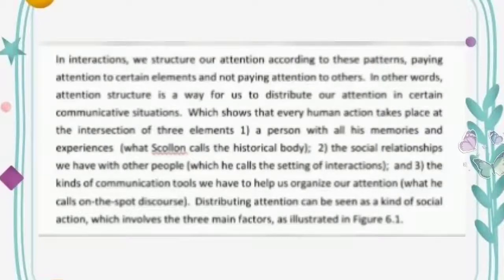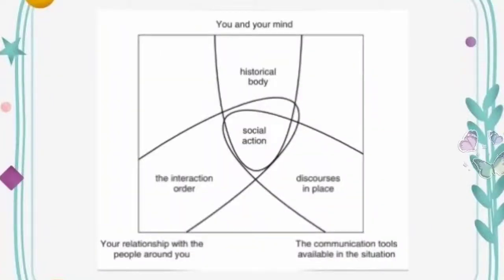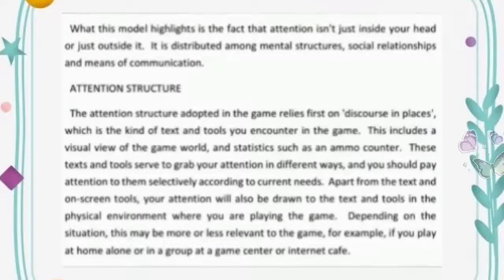Distributing attention can be seen as a kind of social interaction which involves the three main factors, as illustrated in figure 6.1. What this model highlights is the fact that attention isn't just inside your head or just outside it. It is distributed among mental structures, social relationships, and means of communication.